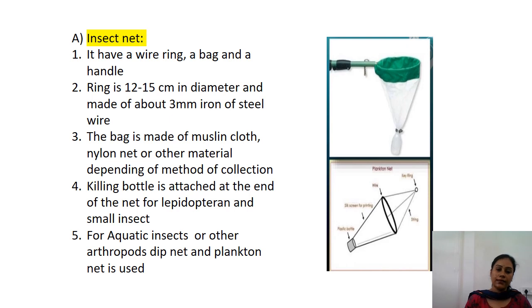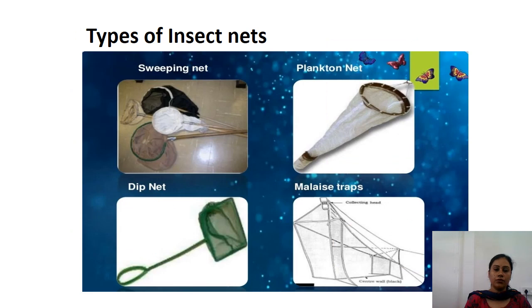A killing bottle is attached at the end of the net for Lepidoptera, meaning butterflies and small insects. For aquatic insects or other arthropods, a dip net and plankton net are used. So these are different kinds of insect nets which are used by different collectors.